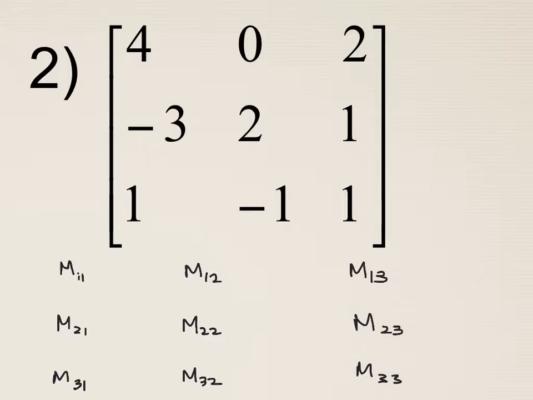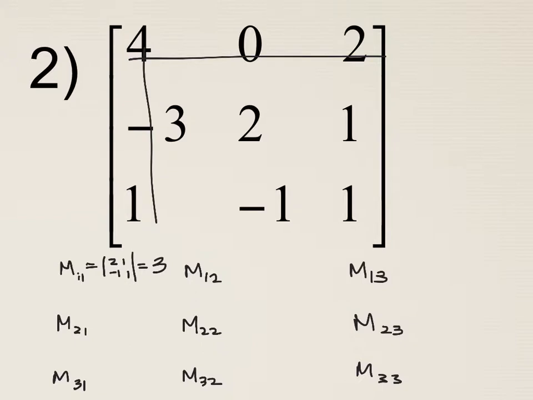So the rule for the minors for a 3 by 3 is the same. You cross through the row and the column that it's in. The difference is this time you've got to find the determinant of what's left. So I'm going to come in here and find the determinant of 2, 1, negative 1, 1, which is 2 minus a negative 1, which is 3.